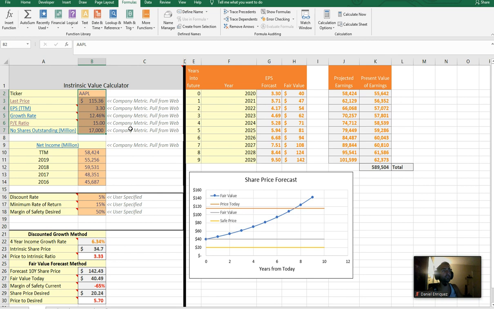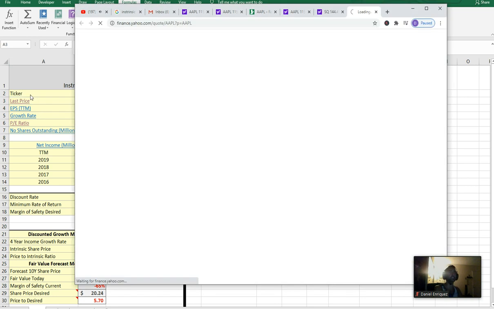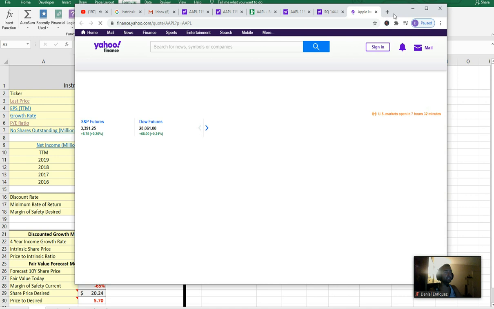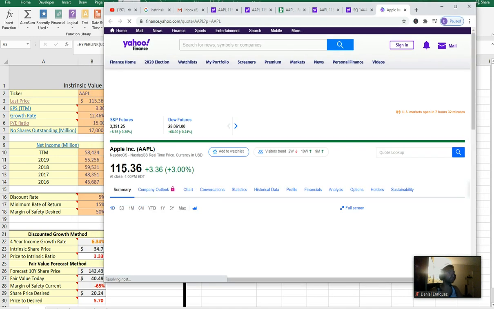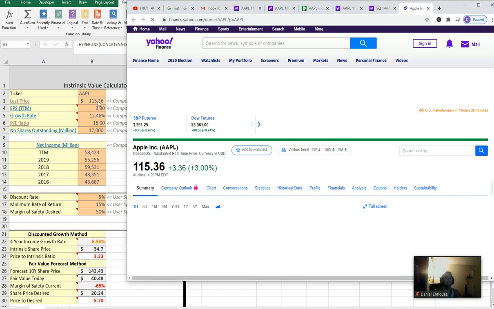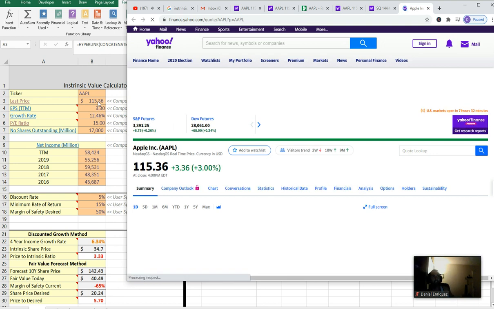So in these first couple cells, you want to put in information about the company as it currently stands. So you're going to start by entering the ticker. The ticker symbol is important because all the hyperlinks below it are tied to it. So if you click on this last price button, it'll take you right to Yahoo Finance, show you the last price for Apple, 115.36, and you'd enter it into that third row right there.